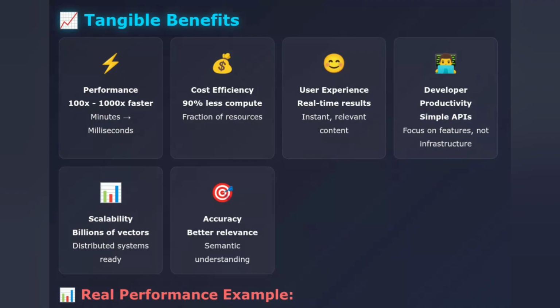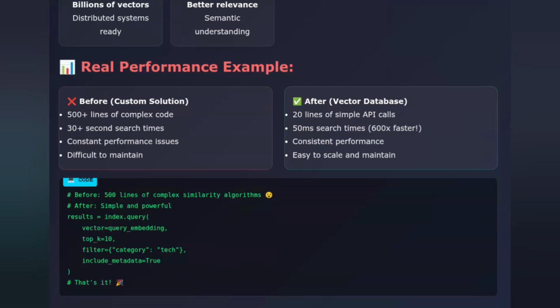Developer productivity. Simple APIs instead of complex similarity algorithms. Focus on building features, not infrastructure. Infinite scalability. Handle billions of vectors across distributed systems. Scale up without rebuilding your entire search infrastructure. Here's a real example from a startup I consulted for. Their image search went from a 500-line custom similarity algorithm that barely worked to 20 lines of vector database queries that performed 50 times better.